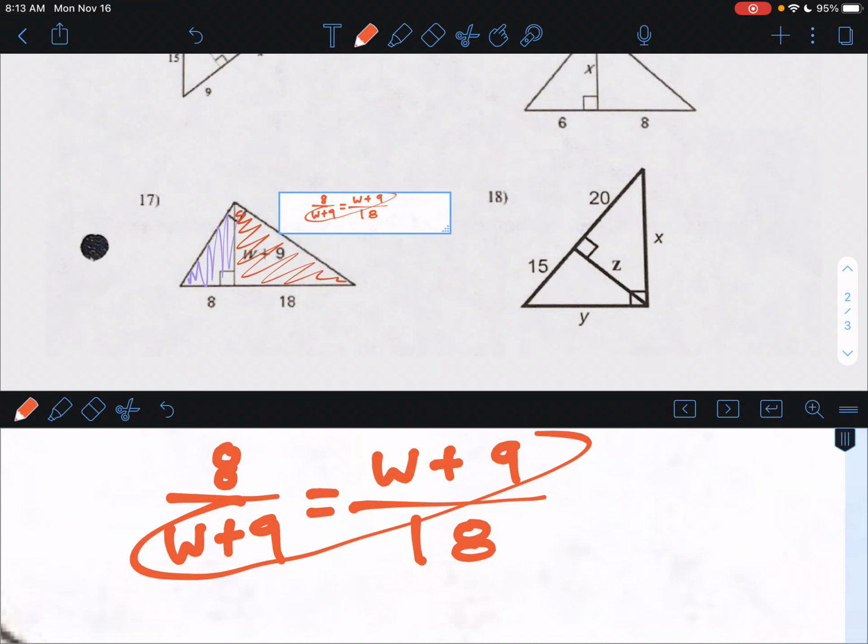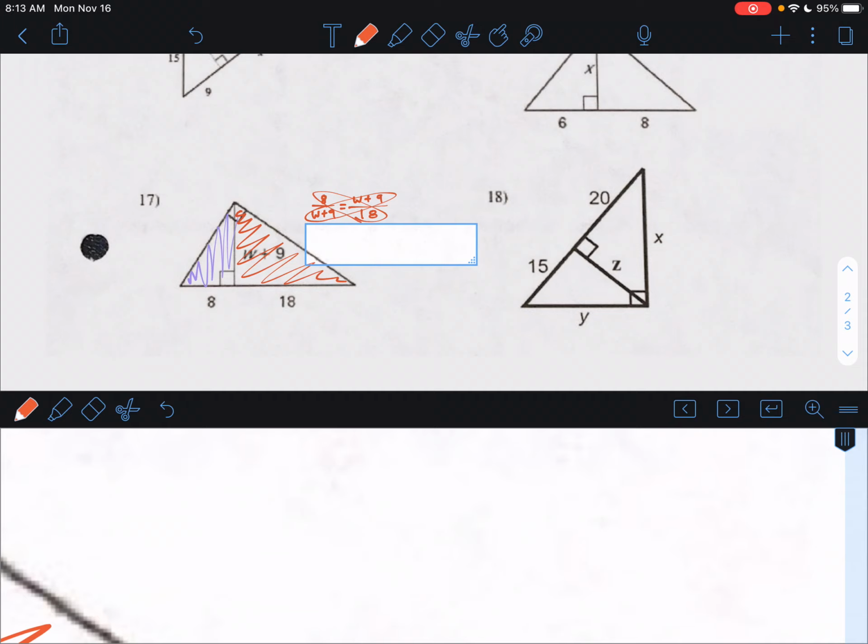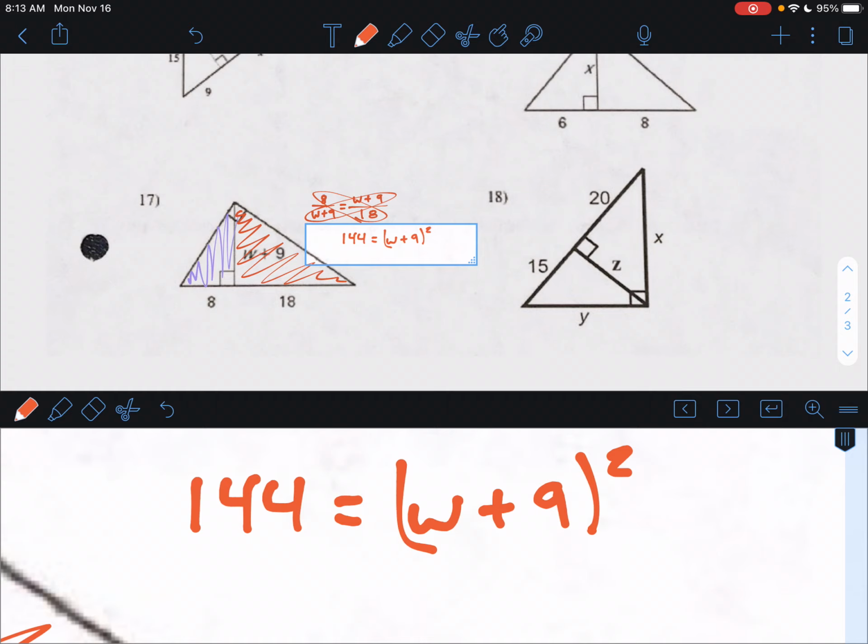So when I do my cross multiplication, I am going to have 8 times 18, which is 144, equals w plus 9 squared. I know that we know how to multiply that out and write it into a polynomial because that's part of the Algebra 1 curriculum. So if you're taking this class, you have done that. You know how to multiply w plus 9 times w plus 9. But we don't want to do that here. That's just going to make it harder on ourselves.